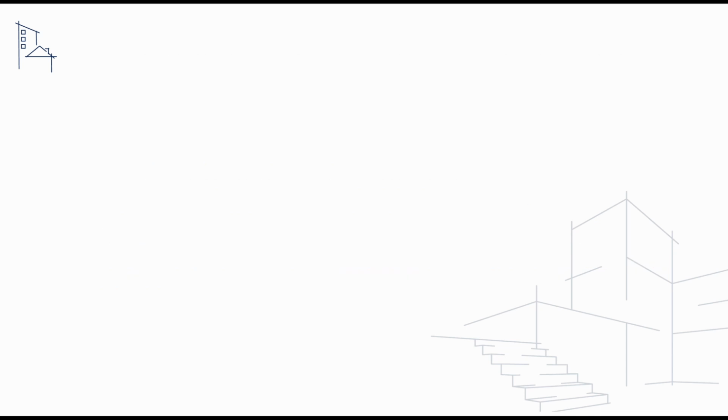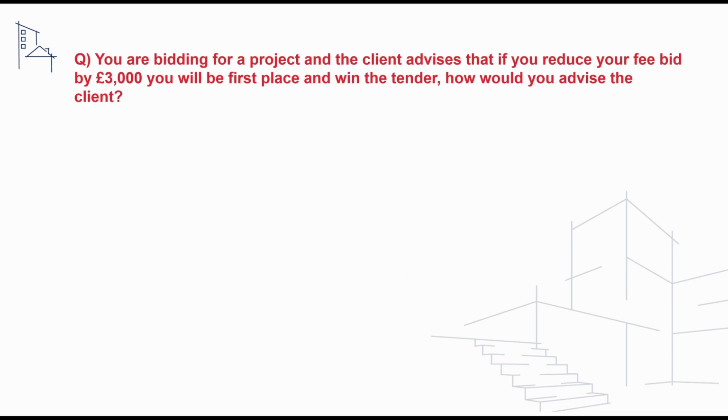The next question we'll take a look at is, you are bidding for a project and the client advises that if you reduce your fee bid by £3,000, you will then be in first place and win the tender. How would you advise a client in this scenario?